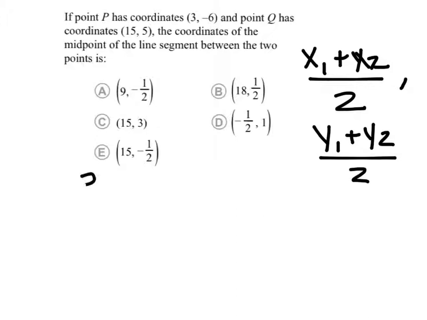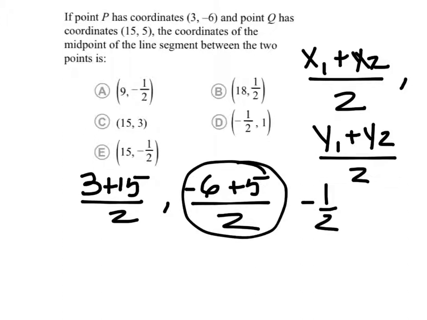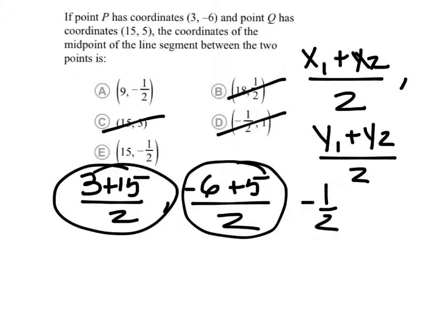So if we did 3 plus 15 over 2 and then negative 6 plus 5 over 2, sometimes you don't even have to do the entire problem. This one is going to give you a negative half on the y value, which eliminates this choice, this one, and this one. So it should be A or E. If you finish this one out, 18 over 2 is 9. So the answer should have been A.